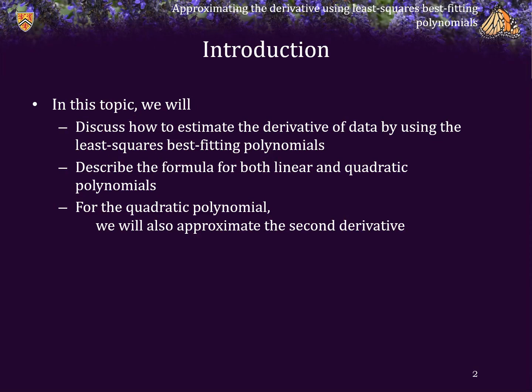So in this topic we will describe how to estimate the derivative of data by using least squares best fitting polynomials, at least when the data points are being sampled equally in time. We will describe the formula for both linear and quadratic polynomials that are found with least squares. And for the quadratic polynomial, we will also look at approximating the second derivative.